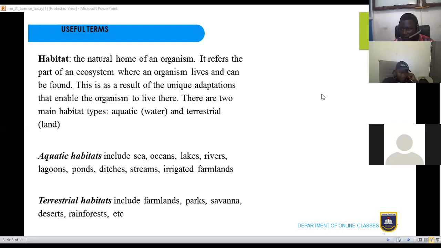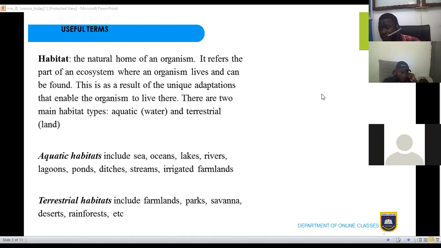So we can find such habitats in the seas, in the oceans, in the lakes, in the rivers, in the lagoons, in the ponds, in the ditches, in the streams, in the irrigated farmlands, and every small land space around all these water bodies. So these constitute the aquatic habitats. All the habitats that are water-related form the aquatic habitat, whereas the terrestrial habitats include farmlands.